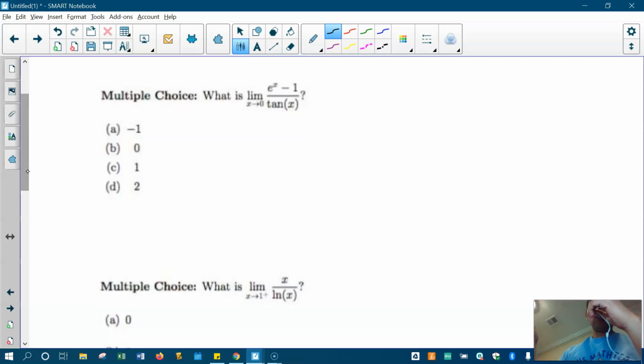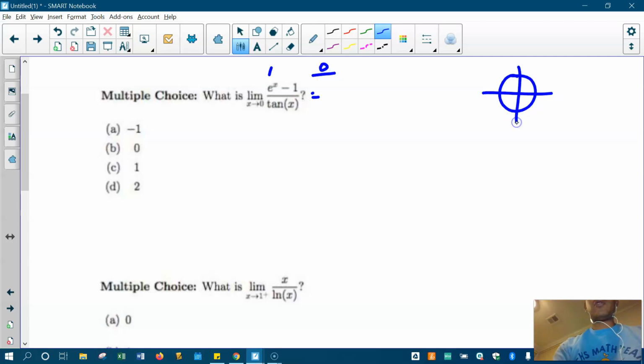Well, first thing, let's evaluate. Let's see what we get. If we plug in 0, I get e to the 0, which is 1. 1 minus 1, which is 0. So I get 0 over tangent of 0. Tangent of 0 is 0. Okay, so 0 over 0. Okay, so I need L'Hopital's Rule.